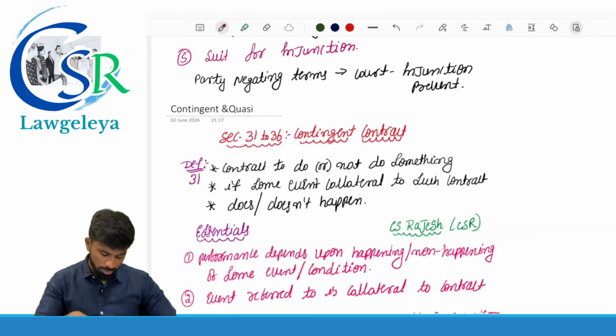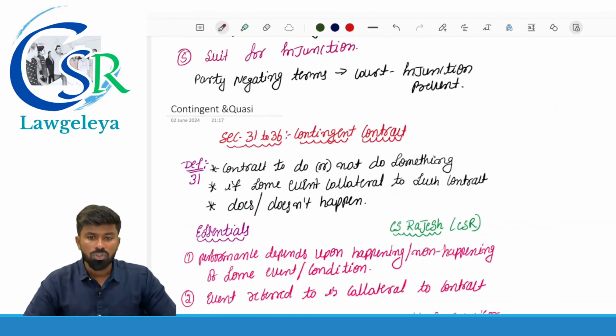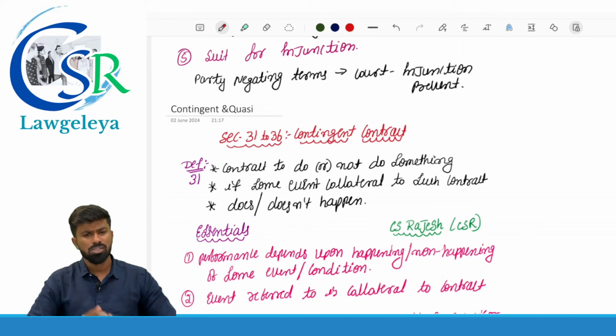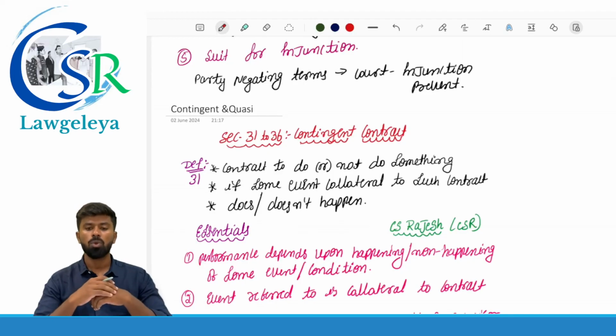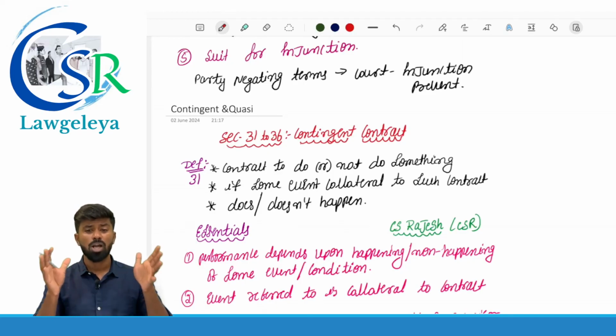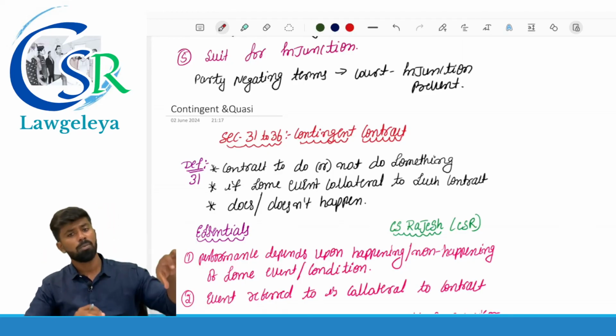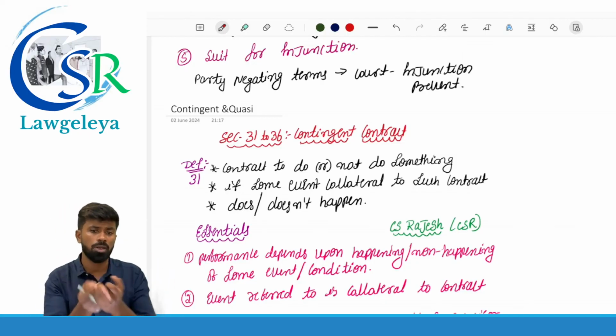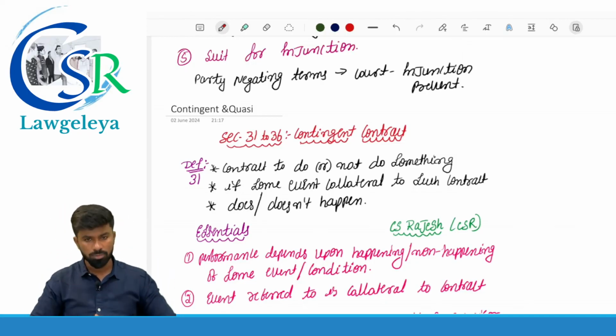We will discuss that now. Sections 31 to 36, contingent contract. What is a contingent contract? A contract to do or not to do something if some event collateral to such contract does or does not happen. So here the performance of a contract depends upon the happening or non-happening of a collateral event.